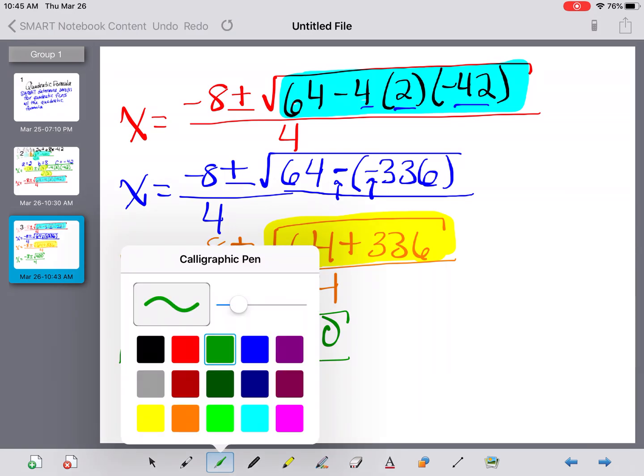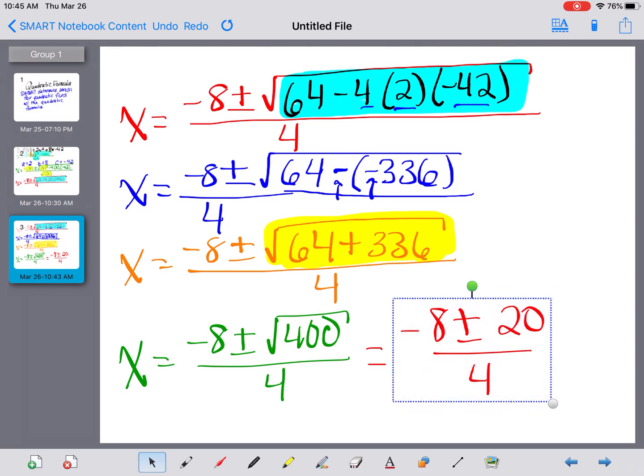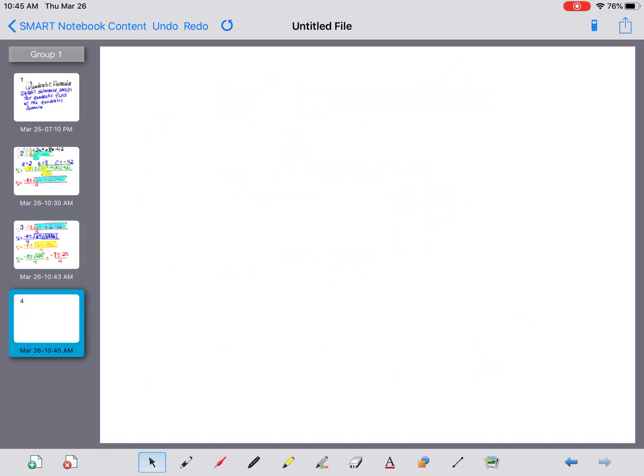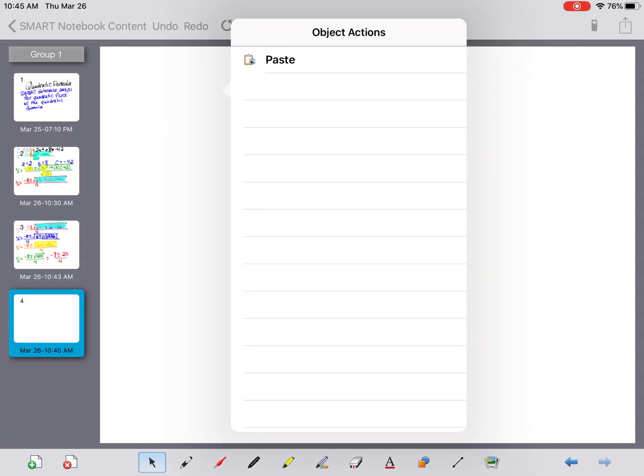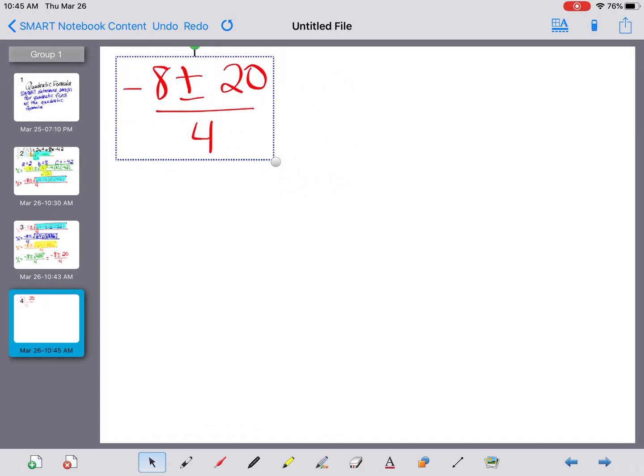So the square root of 400 comes out nicely. It's just 20. Okay, now we're ready to do our last step, which is simplify it down to our two answers. So this is where we were at the end of the last step, negative 8 plus or minus 20, all divided by 4.